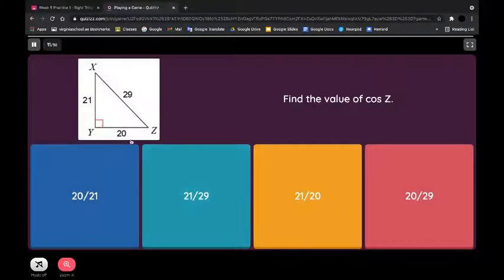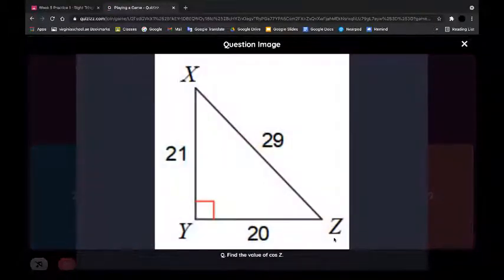Find the cosine of z. So the theta of angle z is over here and the formula is adjacent over hypotenuse for the cosine of any theta or angle. So the adjacent to angle z is nothing but 20 and the hypotenuse in our case is 29. So the answer is 20 over 29.